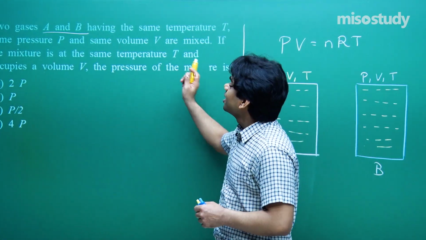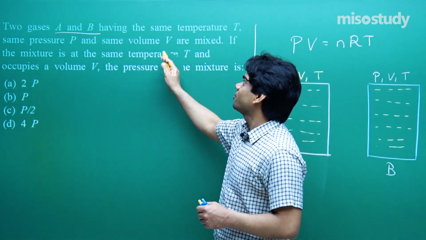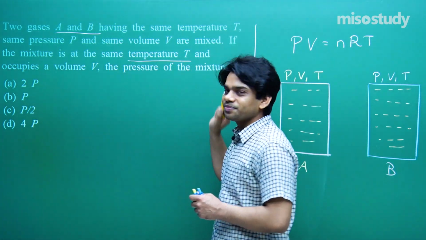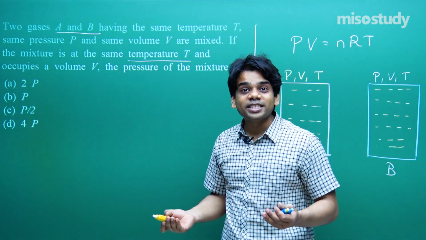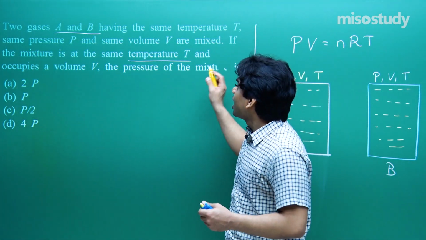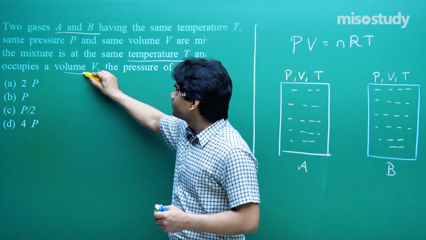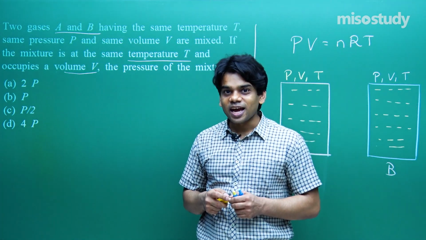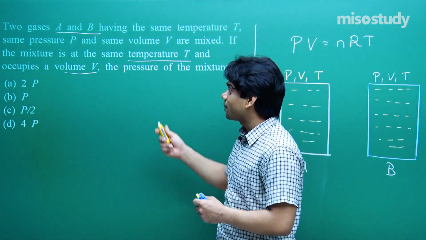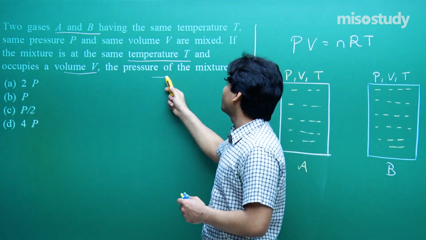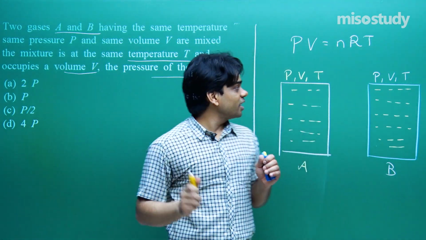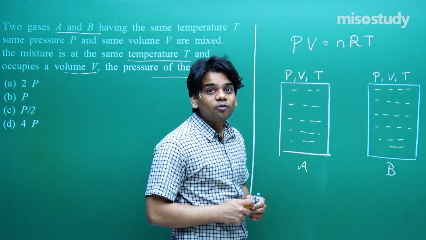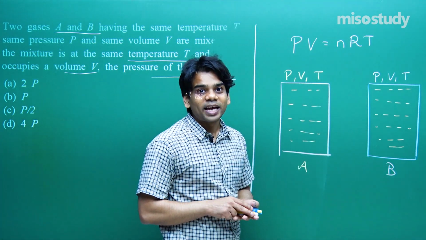Now you just check, having the same temperature T, same pressure P and same volume V are mixed. If the mixture is at the same temperature T, temperature is kept same and occupies a volume V. Now we are doubling the number of molecules and the volume is kept same, and occupies the volume, the pressure of the mixture is. Now see here, if the pressure, volume, temperature is same, that means the number of moles of gases will be same.